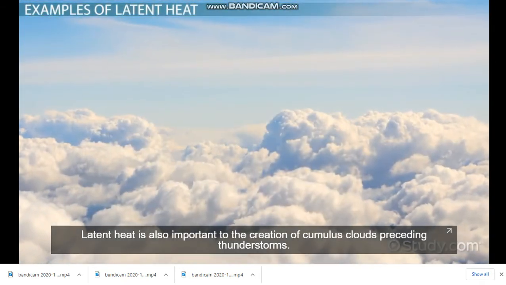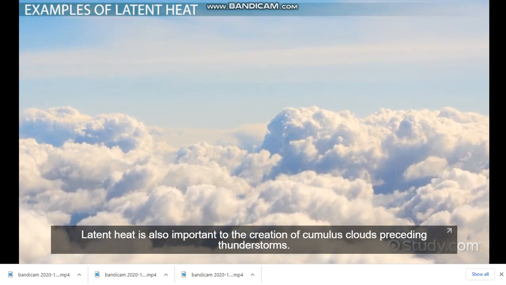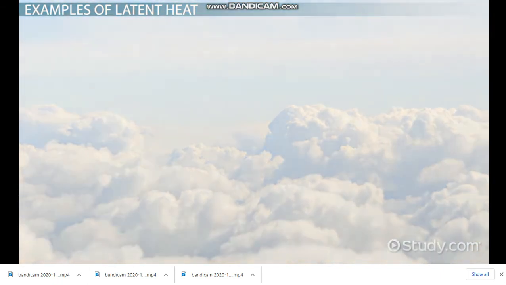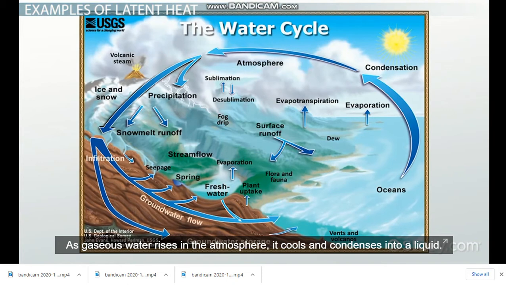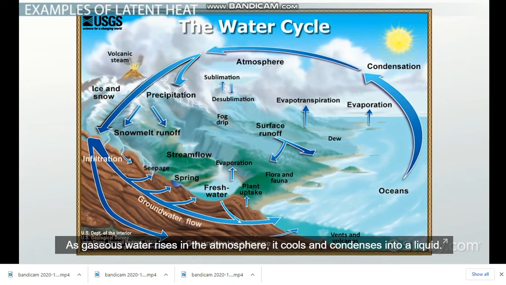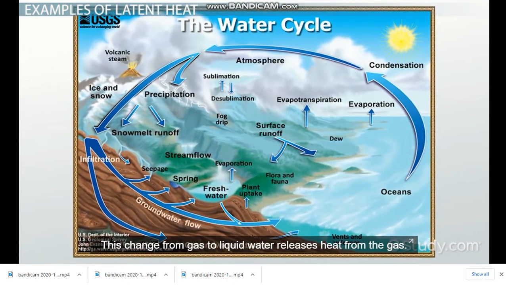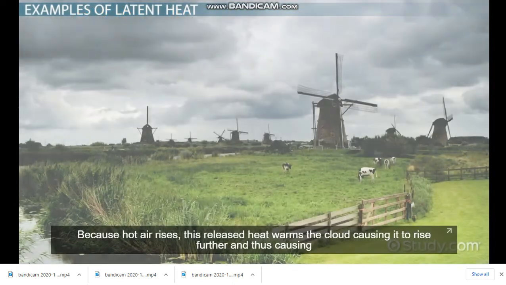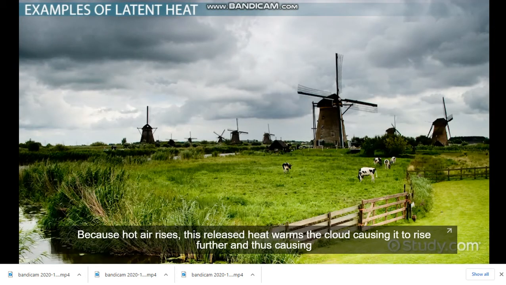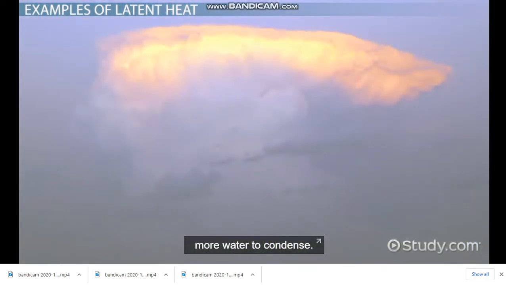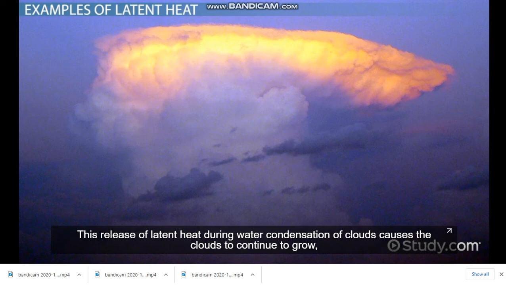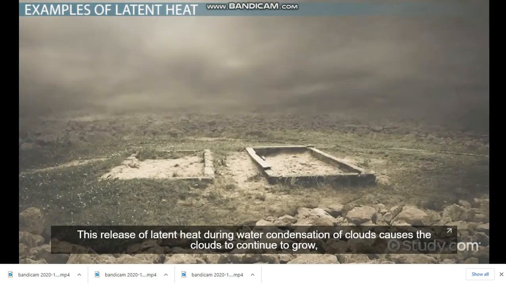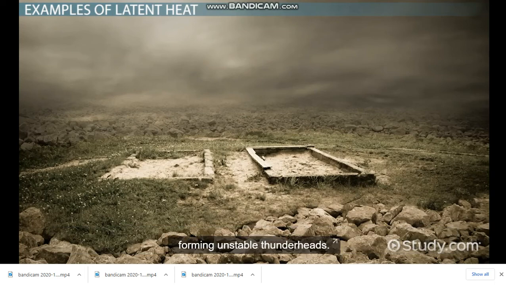Latent heat is also important to the creation of cumulus clouds preceding thunderstorms. As gaseous water rises in the atmosphere, it cools and condenses into a liquid. This change from gas to liquid water releases heat from the gas. Because hot air rises, this released heat warms the cloud, causing it to rise further and thus causing more water to condense. This release of latent heat during water condensation of clouds causes the clouds to continue to grow, forming unstable thunderheads.